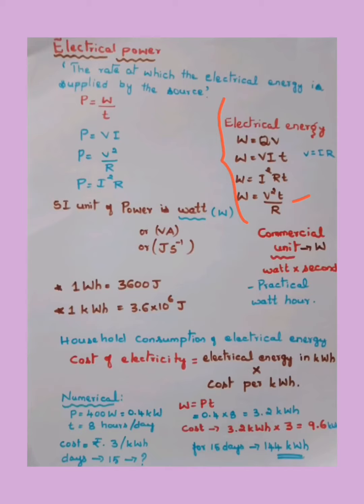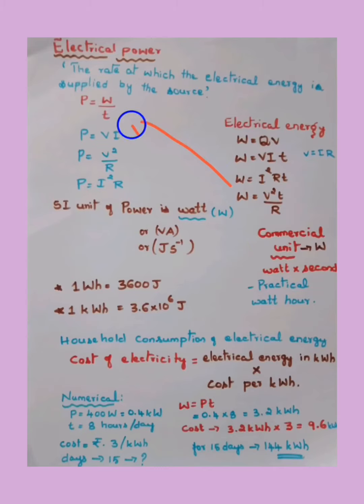The commercial unit of electrical energy is watt into second. We usually use, as the practical unit, watt hour. The SI unit of power is watt, whereas the commercial unit is watt into second. The practical unit is watt into hour, watt hour.